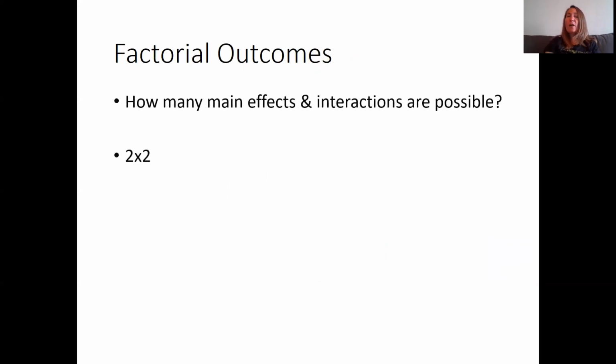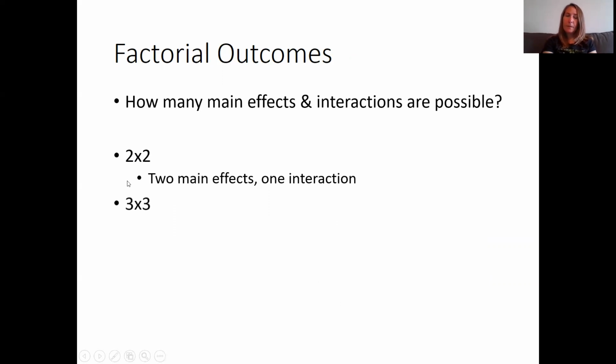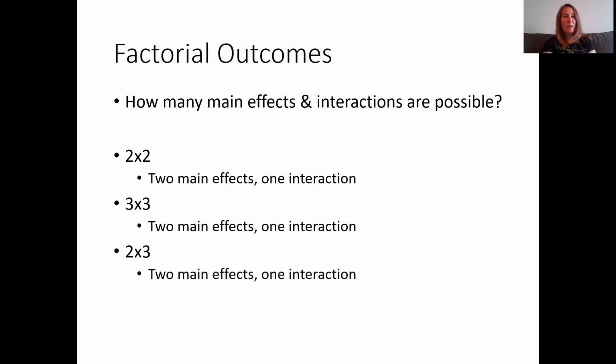Okay, so how do you know how many main effects and interactions are possible? Well, here we have a 2x2 design. In a 2x2 design, we have two main effects because we have two independent variables, and we have one interaction because these two independent variables can interact one time. In a 3x3, we also have two main effects because we have two independent variables and they can interact once together. In a 2x3, same thing. We have two main effects and one interaction.